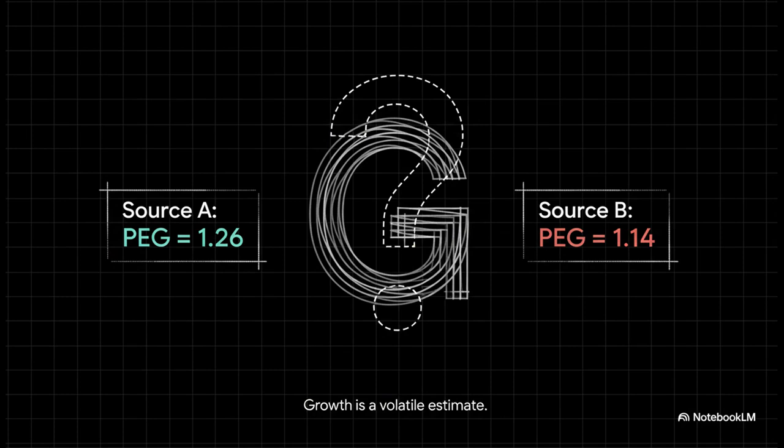I mean, you can look up IBM's PEG ratio on the same day and get two different numbers from two different sources, just because they used a slightly different forecast. A cheap stock can look expensive overnight if that growth forecast changes.